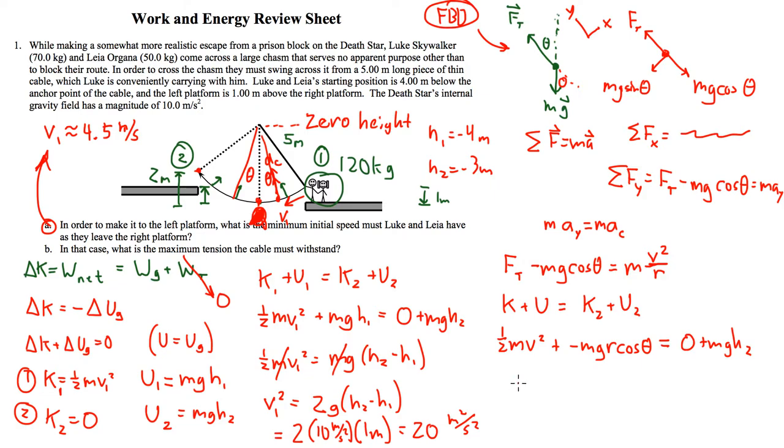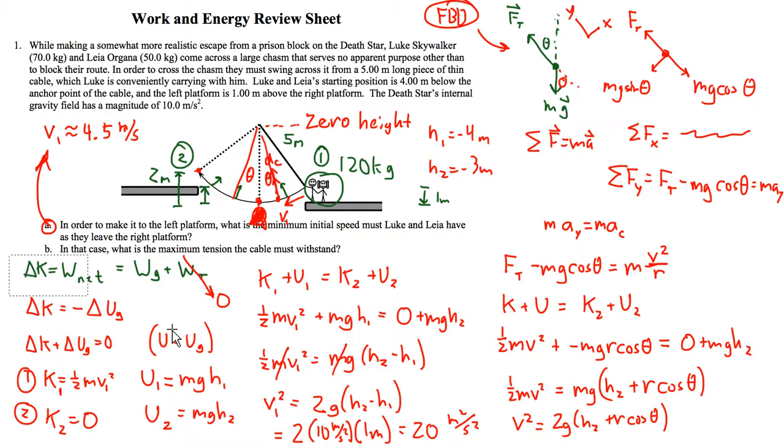Where this gets us is that 1/2 m v squared at some point is equal to mg times h2, and then I'm subtracting this side over to there, so h2 plus r cosine theta. And then we can say v squared equals, sorry, not g, it's going to be 2g times h2 plus r cosine theta.